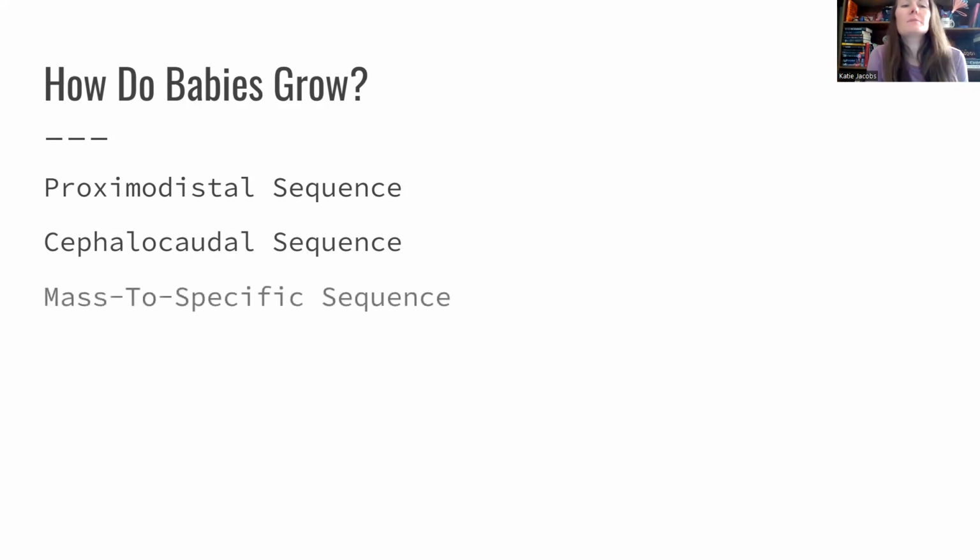The third one that the book, or the materials, left out, is called the mastospecific sequence. And this is basically saying that the larger structures typically develop before the smaller ones. So here we're going to see the trunk of the body develop before we get fingers and fingernails and things like that. Something that's interesting about this is that it's not the last time we're going to see these words, because we actually see motor movements develop in similar ways. So we will see this again.